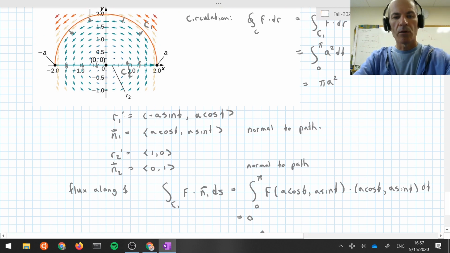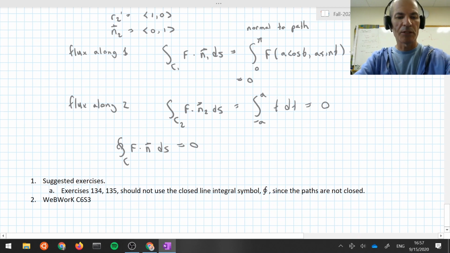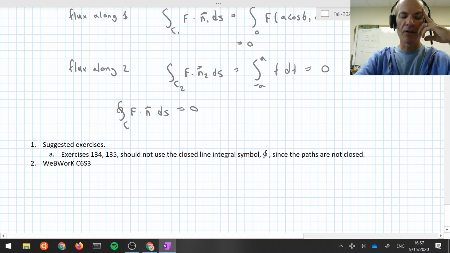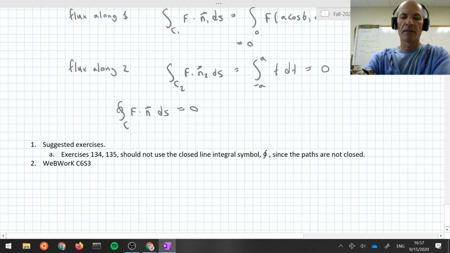Okay, questions? Well, questions. We're not live, so you can't ask me questions. Suggested exercises. All of the exercises at the end of the section are fair game. I just want to let you know again that exercises 134 and 135 should not be using the closed line integral symbol that you see there.